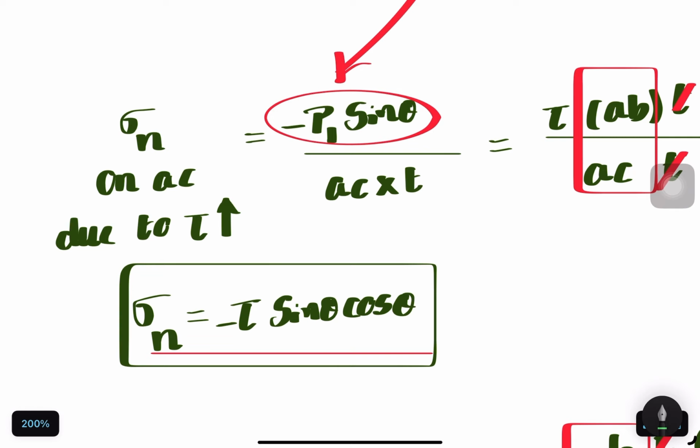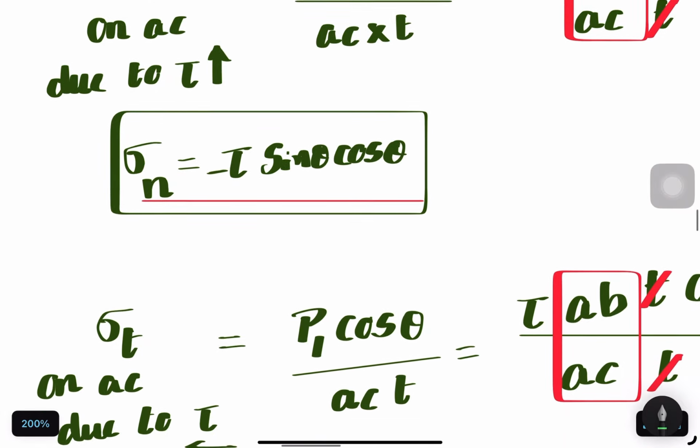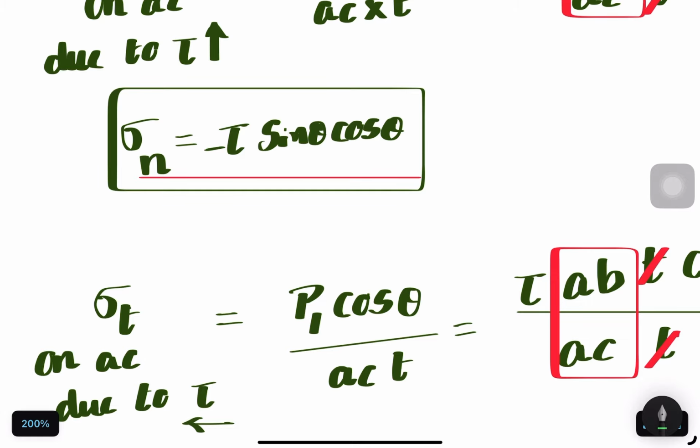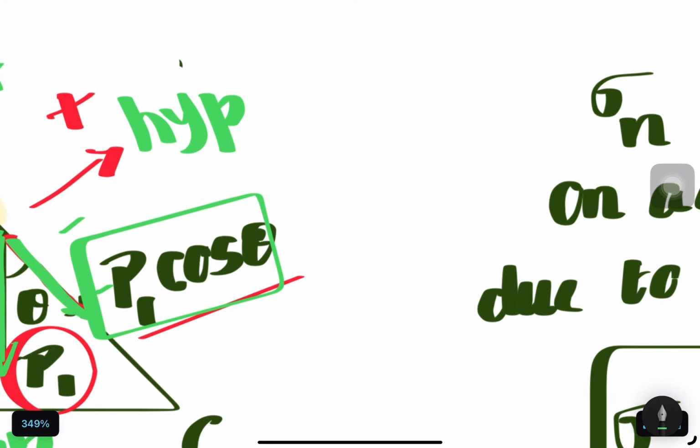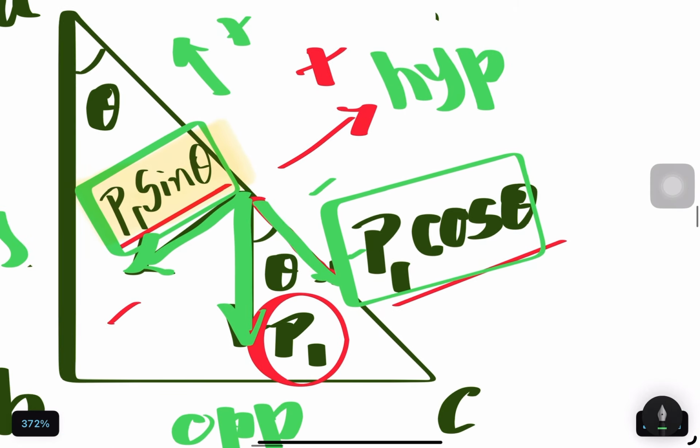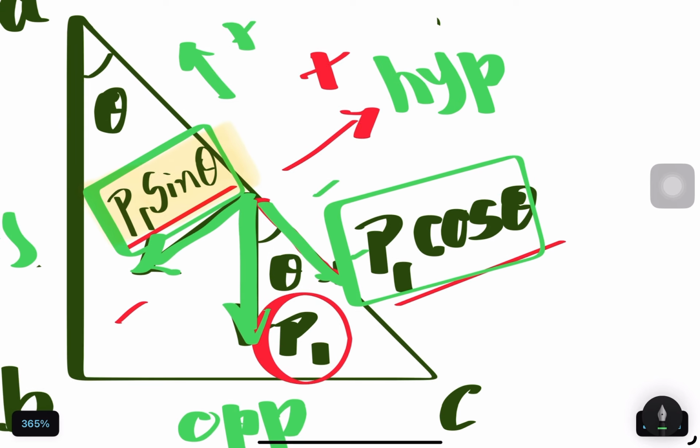Got it? Fine. Next, what is the expression for the tangential load acting on the inclined plane due to P1? So we are going to find that. The tangential load is P1 cos theta. You can see that this is the tangential load, P1 cos theta, divided by the area over which the tangential load is distributed. It is distributed over this inclined plane tangentially.